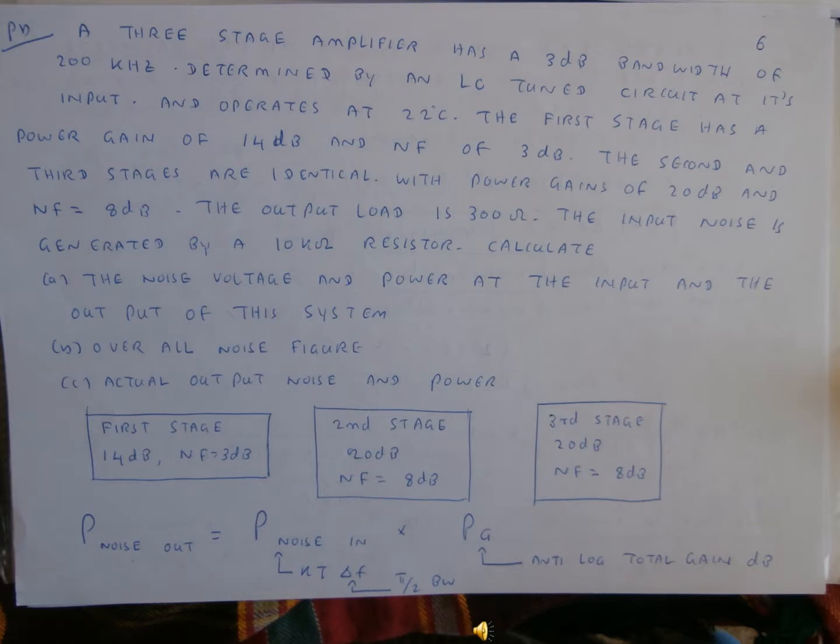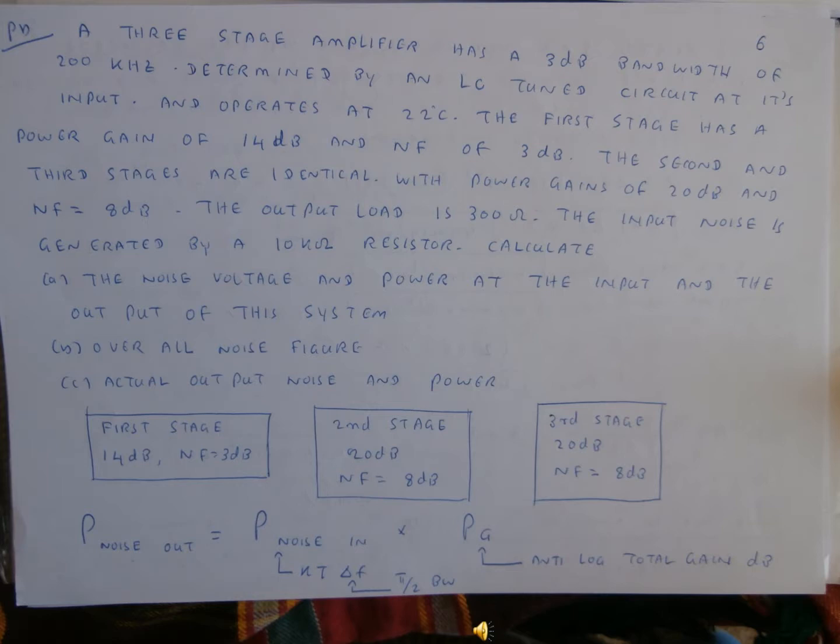The input noise is generated by a 10 kilo ohm resistor. Calculate the noise voltage and the power at the input and the output of the system, the overall noise figure, and the accurate output noise and power. So those have to be calculated.